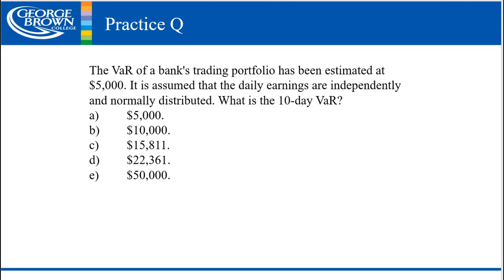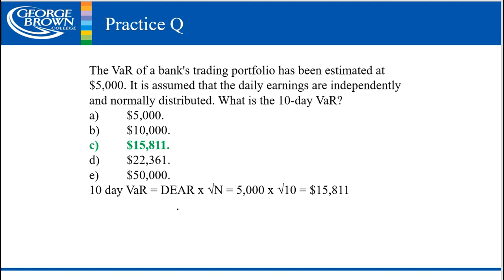So the VAR of a bank's trading portfolio has been estimated at $5,000. It is assumed that the daily earnings are independently and normally distributed. So what is the 10-day VAR? Is it A, $5,000, B, $10,000, C, $15,811, D, $22,361, or finally E, $50,000?